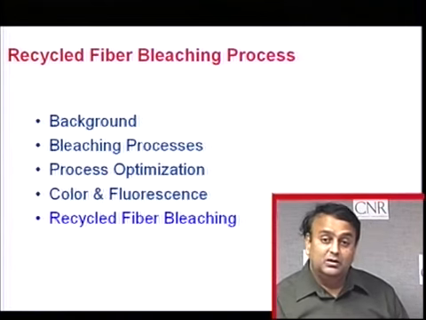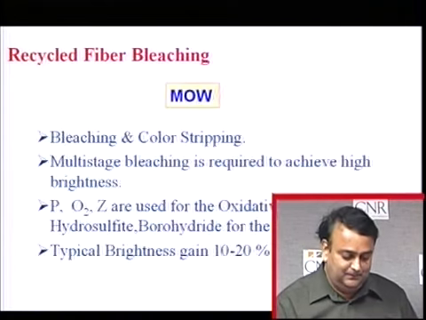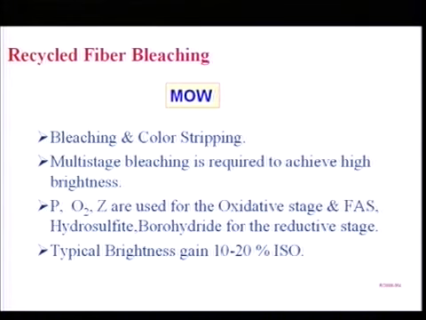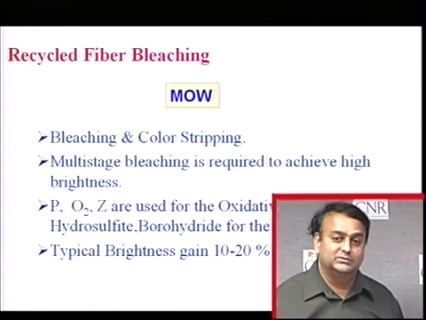The last thing is guidelines for recycled fiber bleaching. Let's say you want to bleach mixed office waste. We need to do decolorization and some amount of brightening. So, we need bleaching and color stripping processes. Multi-stage bleaching is required typically to achieve higher brightnesses. Pulper brightness is 60-66, as low as 55 with more color. At the end of the process, you want to get a copy paper like 85 brightness or 90 brightness.